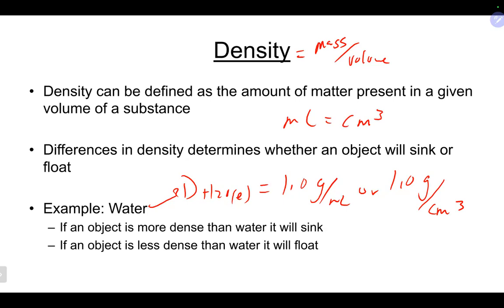So if you ever need it and it's not given to you, you can probably safely use that value. But if we have something that's more dense than water, it will sink. And if something is less dense than water, it will float.